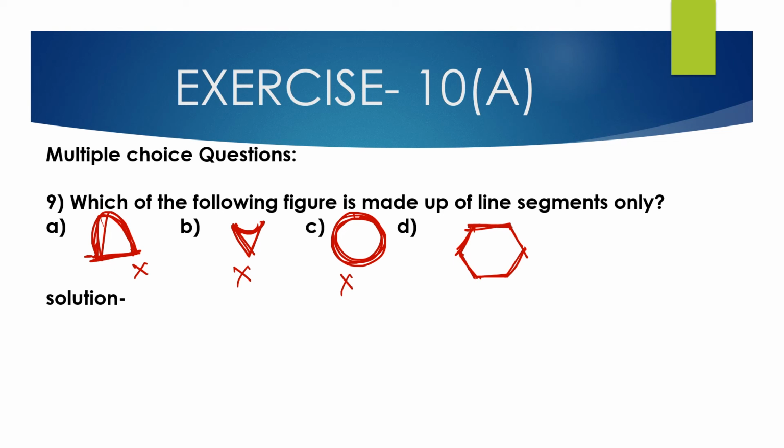And this one is a hexagon having line segments, 6 line segments. So this figure, option D, hexagon, is made up of 6 line segments. So option D is correct. So option D, hexagon, is made up of only line segments. Option D is correct.